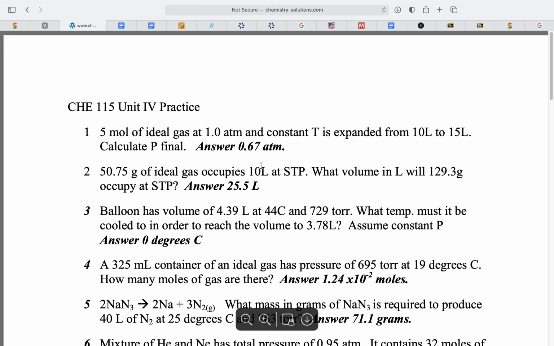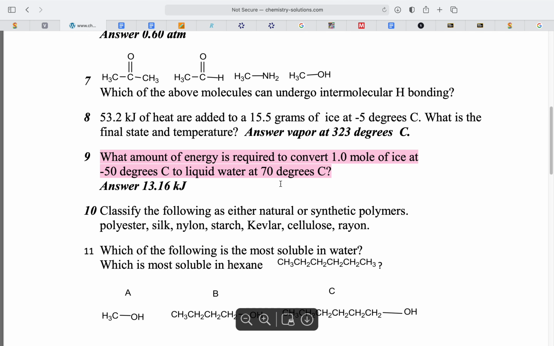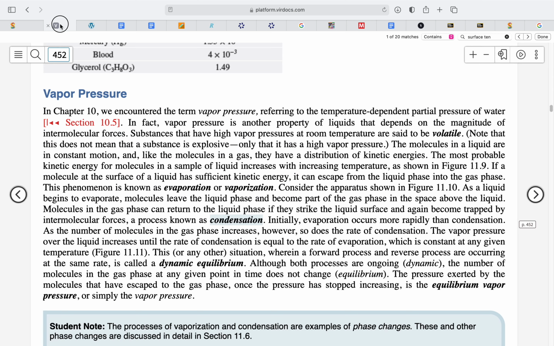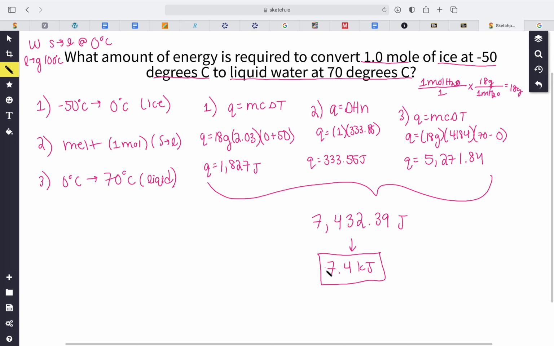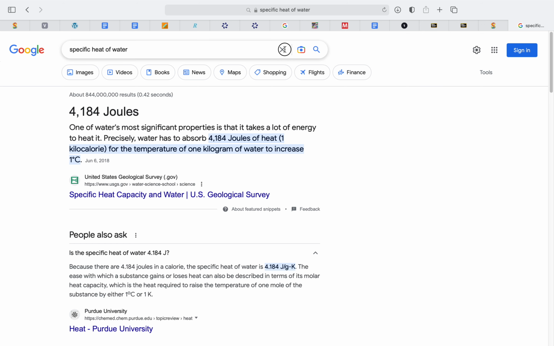Let's check it. He got 13.16, which is not what I got. Interesting. I wonder what might have gone wrong. For some reason I want to assume that it's this. I just feel like this heat of fusion is wrong.